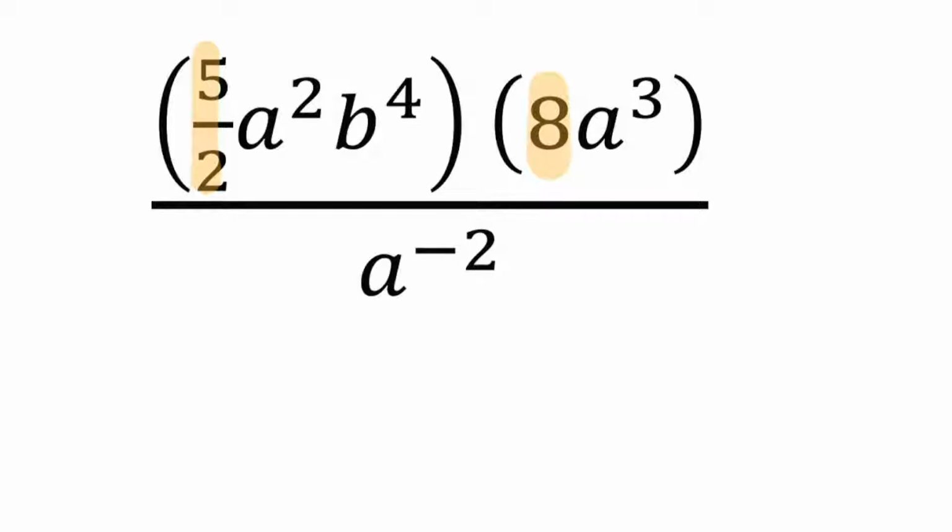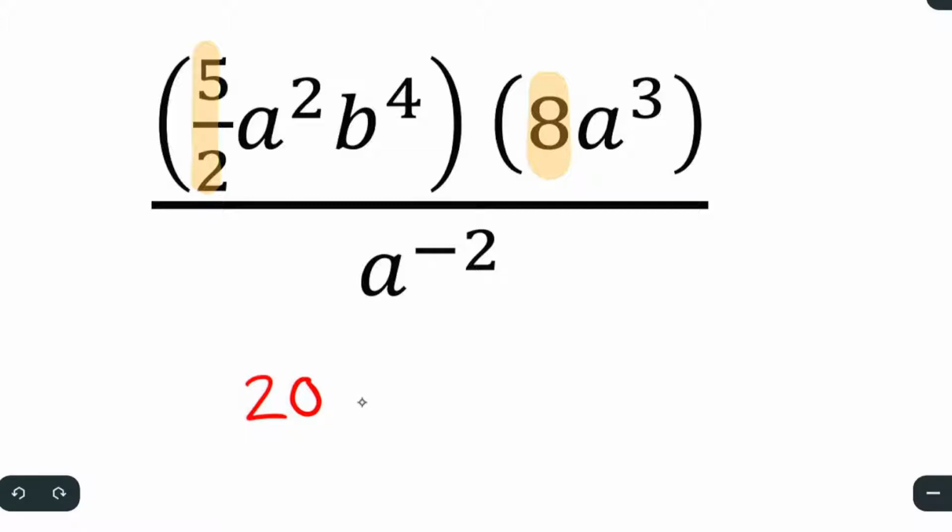If I take 5 halves and multiply it by 8, I get 40 halves, which is 20. Or I can take 8 divided by 2, which is 4, and 4 times 5 is 20. But in any case, those things that I've highlighted are equal to 20.